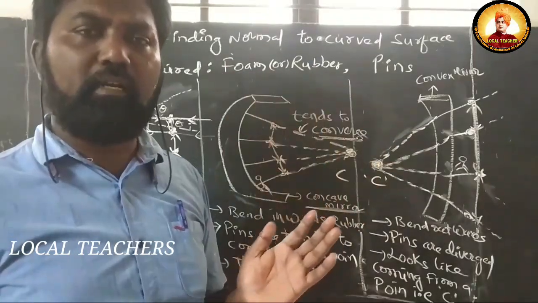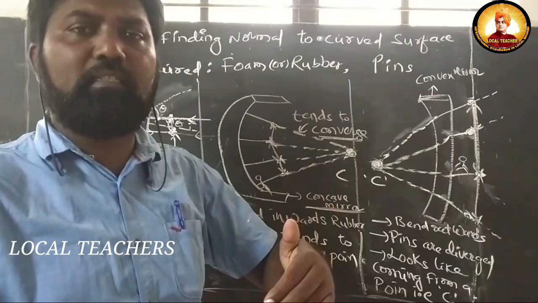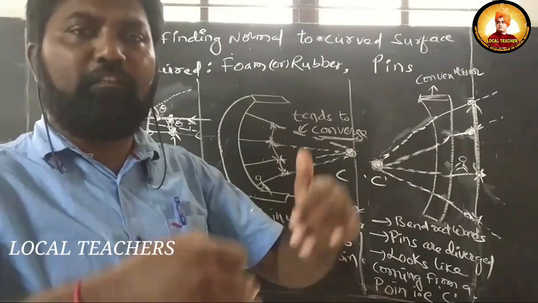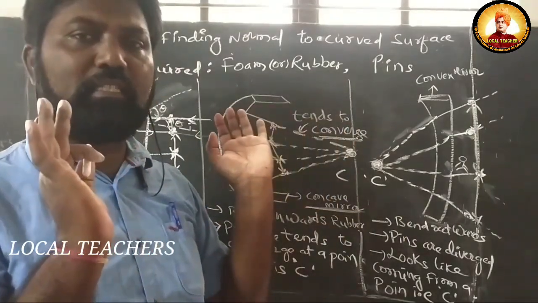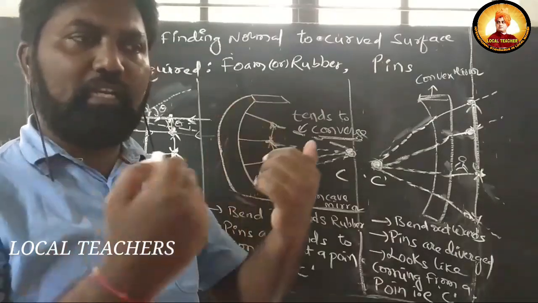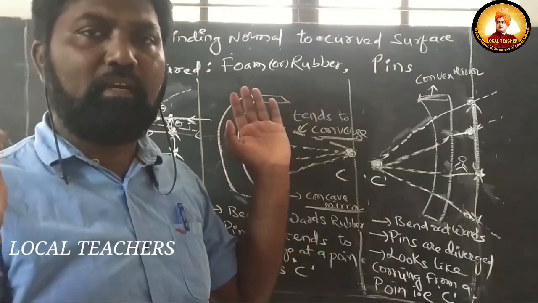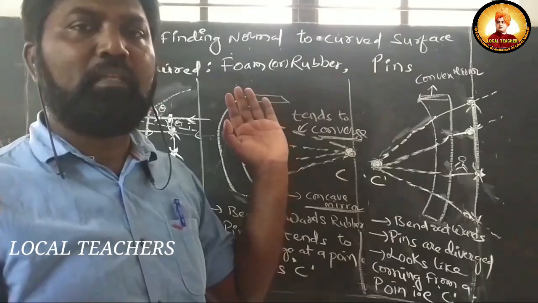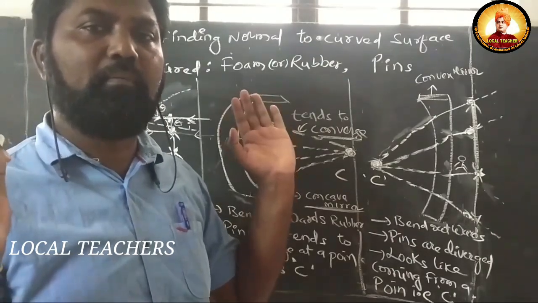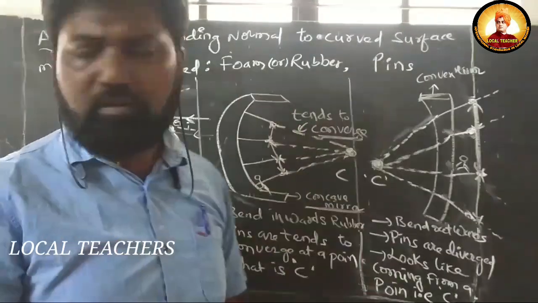So if we bend the foam inwards, it represents a concave mirror. If we bend it outwards, it represents a convex mirror. If we leave it as it is, that foam or rubber represents a plane mirror. Okay, so let us see.